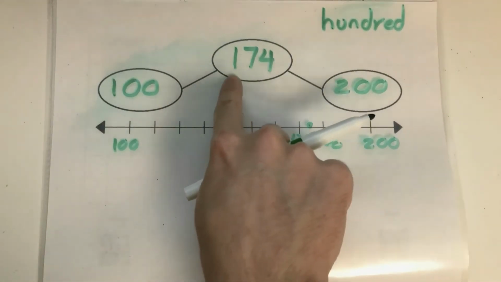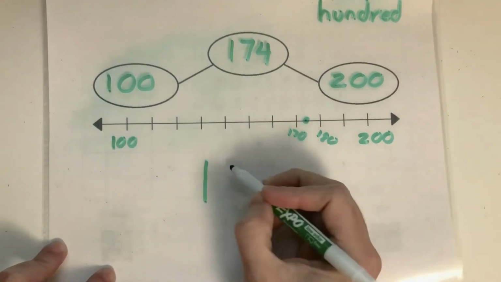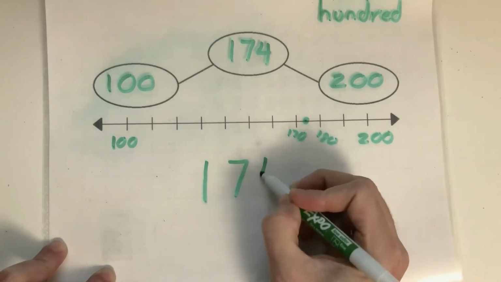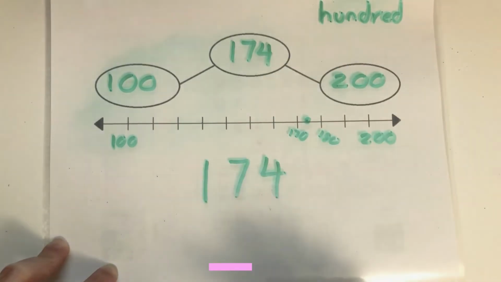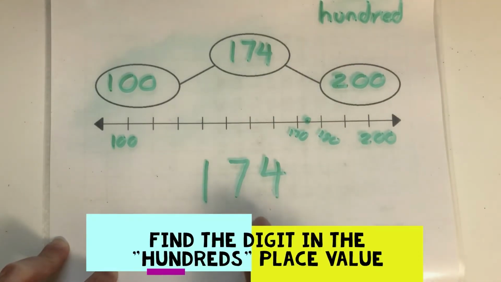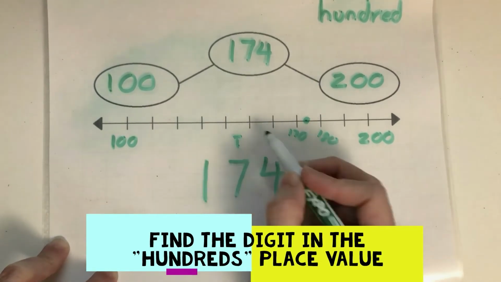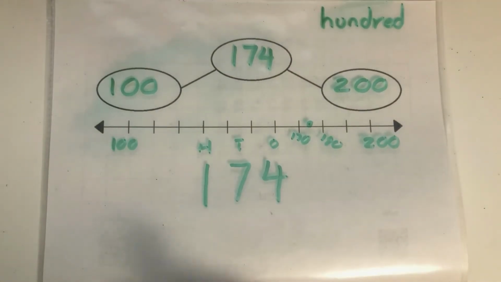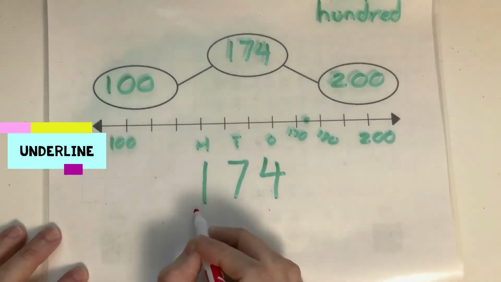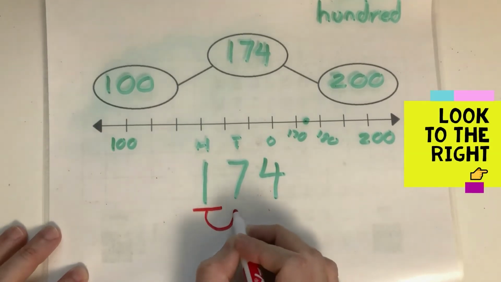Let's try rounding 174 without using the number line. So, 174. Since we are rounding to the hundreds, we need to find the digit that's in the hundreds place value. So this would be ones, tens, hundreds. The number one is in the hundreds place value. So what I like to do is I underline the number and then I look to the right.